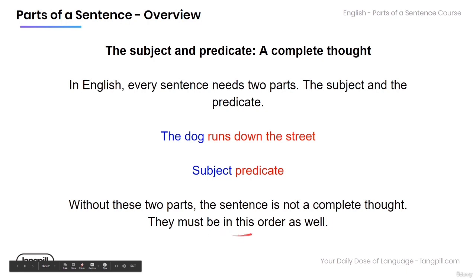And again, these must be in order, right? You can't say, runs down the street, the dog. In English, that is incorrect. In other languages, that may be the structure. But in English, the structure goes subject first, followed by the predicate.